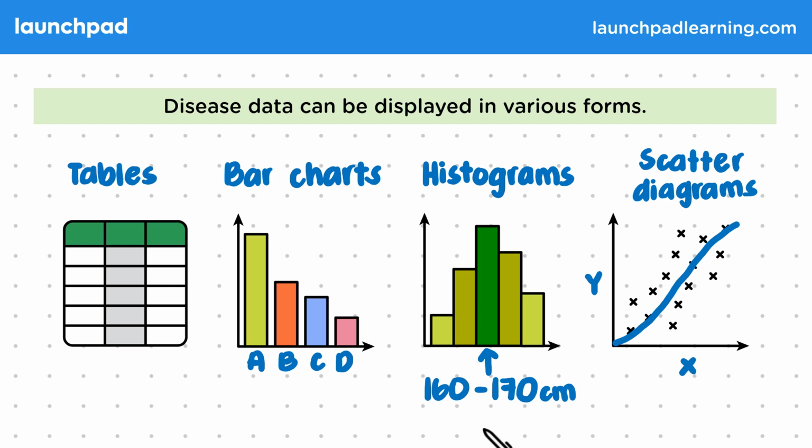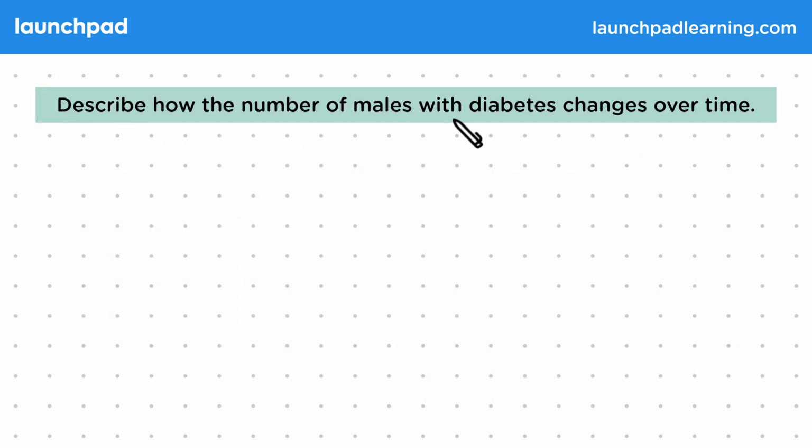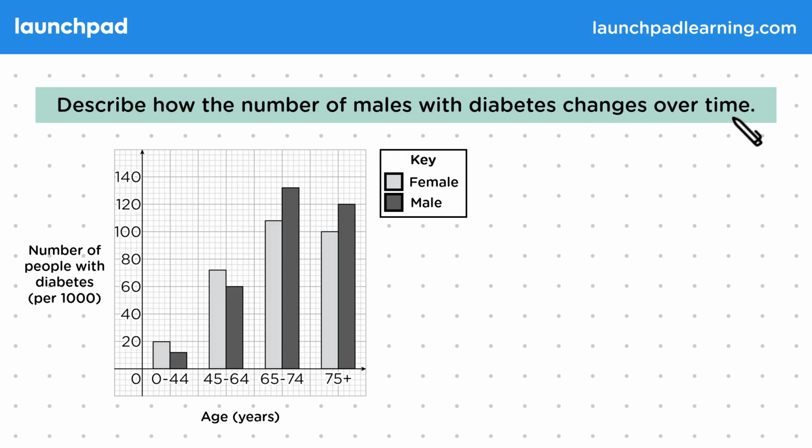Now let's take a look at an example question to see how we can interpret a graph showing the incidence of a disease. Describe how the number of males with diabetes changes over time. This is a graph that shows the number of people with diabetes in different age groups in the UK.